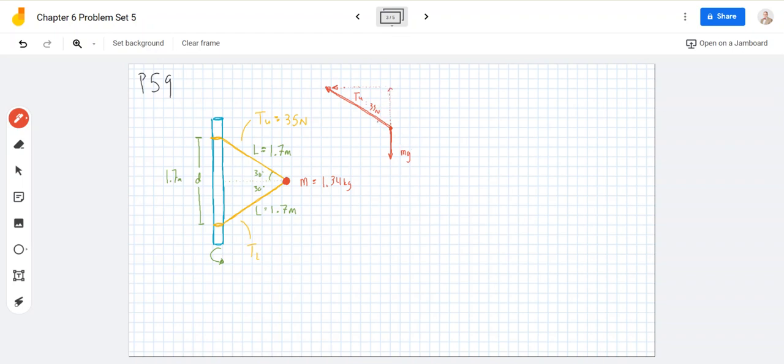So I mentioned earlier that this is a 30-degree angle, so we're going to see how the geometry works. Now, this one is going to pull down and to the left. So if we just work out just the geometry before we do anything else here. If that's a 30-degree angle, then that's also a 30-degree angle. If this is 35, then this one is 17.5 newtons. It's half of 35 because it's a 30, 60, 90 triangle.